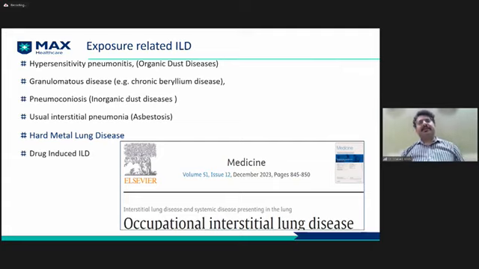Then we have granulomatous diseases, specifically related to chronic beryllium disease. Then we have pneumoconiosis, which is subdivided further, and is most commonly seen with sandblasting and mining industries. Then we have usual interstitial pneumonia, most frequently related to asbestosis. Then exposure to hard metals like cadmium and zinc causes various interstitial patterns in the lungs. So hard metal lung disease is a totally separate part, and then we have drug-induced ILD, which is another ILD related to exposure. Definitely, drug-related ILD is not an inhaled exposure, but it is because of a hypersensitivity reaction to a particular drug.